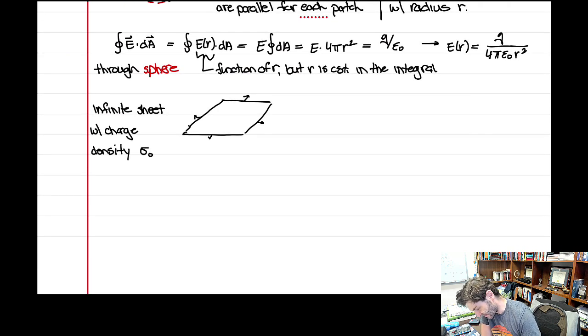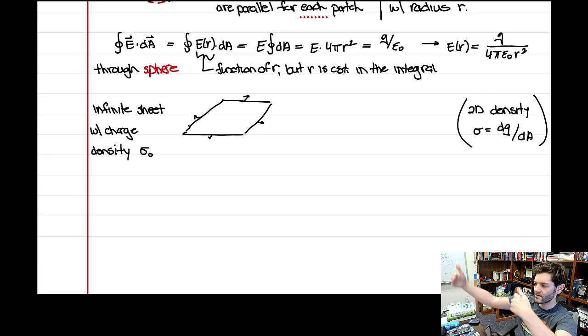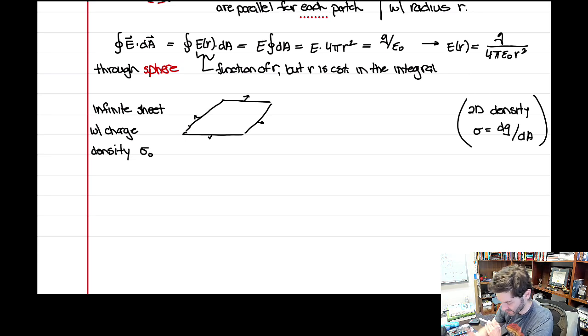Remember, if I just go off to the side, the definition of a 2D density, sigma, is that it's telling you the amount of charge dq and how it's spread out over some area dA. If the charge density is 3 coulombs per meter squared, that means that for every 1 meter by 1 meter square I draw, there would be exactly 3 coulombs of charge. Every meter squared patch has 3 coulombs of charge in it.